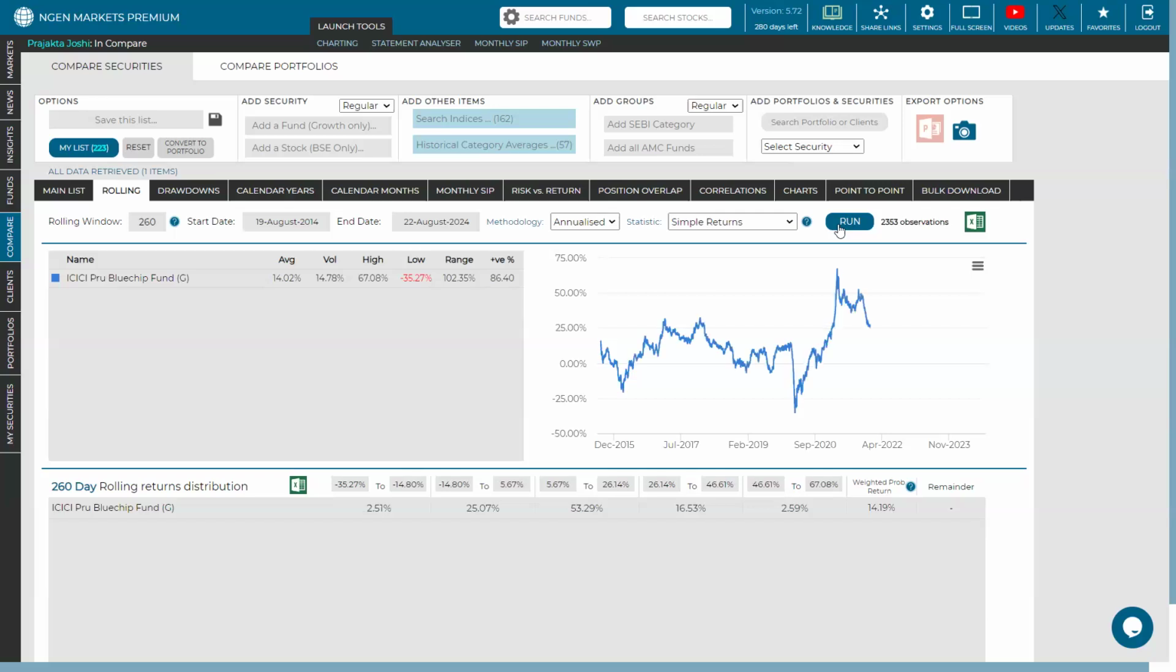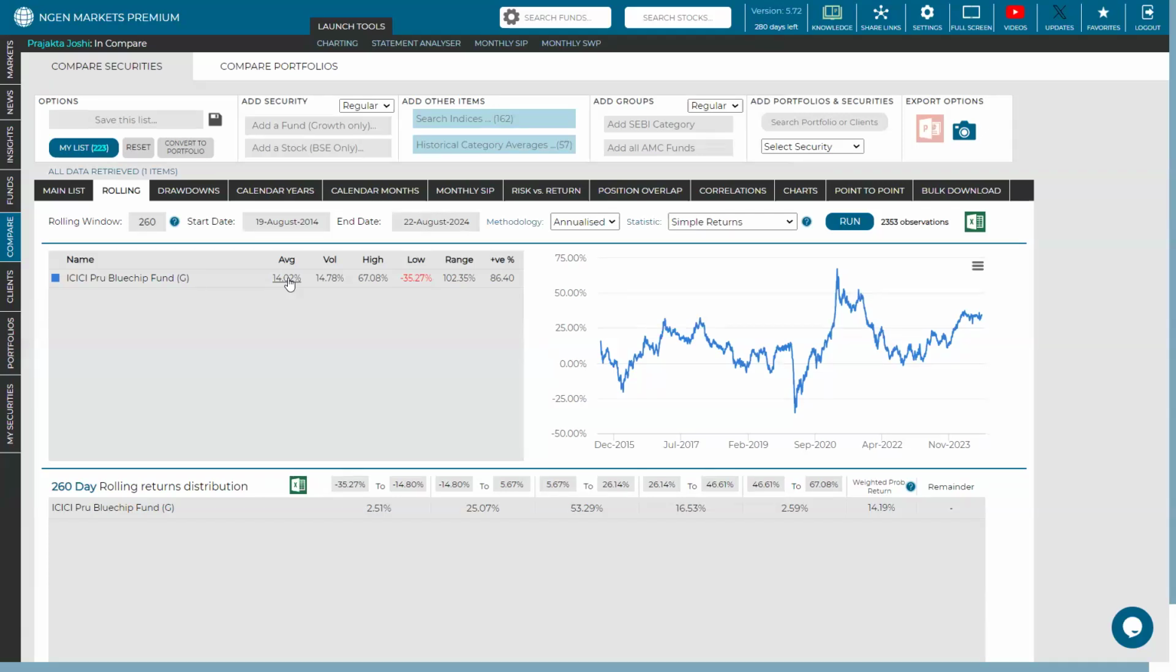And then I hit on run, right? So that means ICICI Pru Blue Chip Fund generates an average return of 14% every year, in any 1 year time period in the last 10 years. This is what the start date and end date and these average rolling returns mean, right?